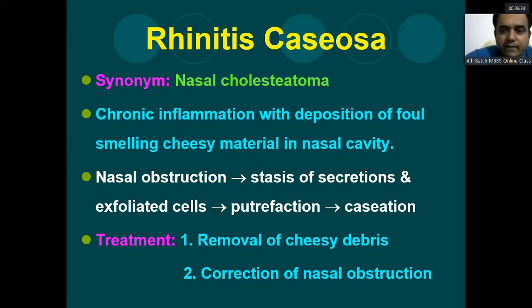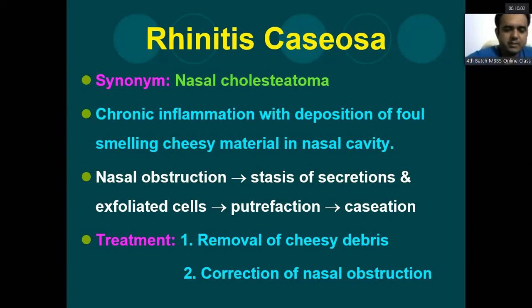The synonym is nasal polystoma. Chronic inflammation with deposition of foul-smelling cheesy material in the nasal cavity. Nasal obstruction causes stasis of secretion and exfoliated cells, putrefaction, and caseation. So the treatment is by removal of that debris. Whenever there is debris, you remove it and you correct the nasal obstruction, because that is the main pathology.